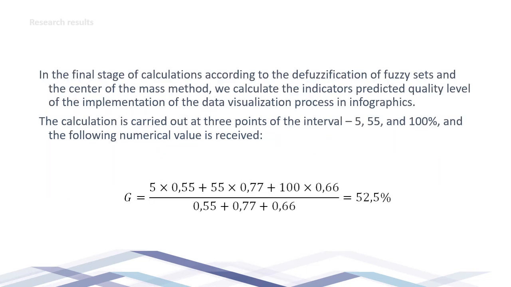In the final stage of calculations, according to the defuzzification of fuzzy sets and the center of mass method, we calculate the indicator's predicted quality level of the implementation of the data visualization process in infographics. The calculation is carried out at 3 points of the interval, 5, 55, and 100%, and the following numerical value is received.